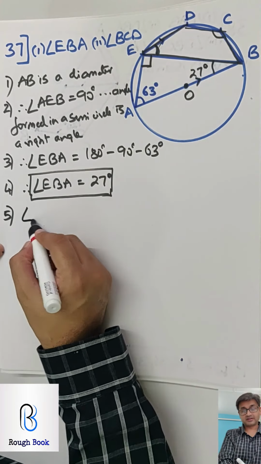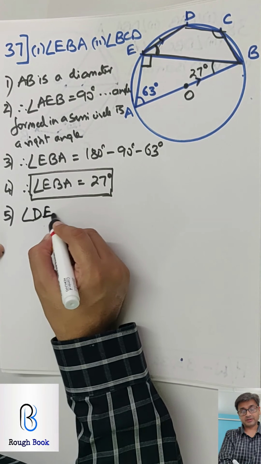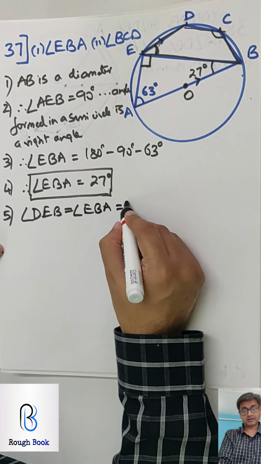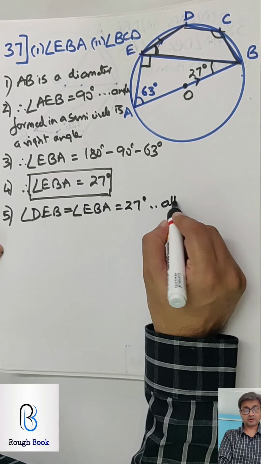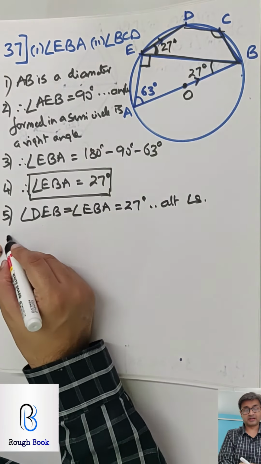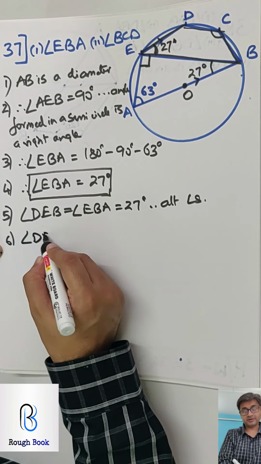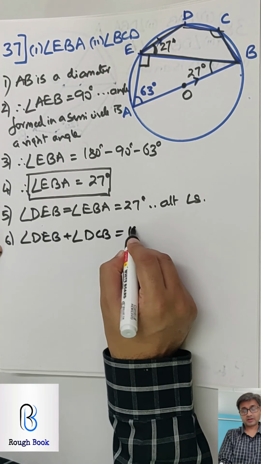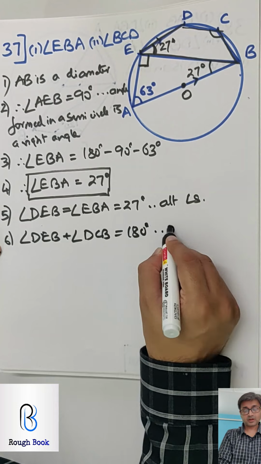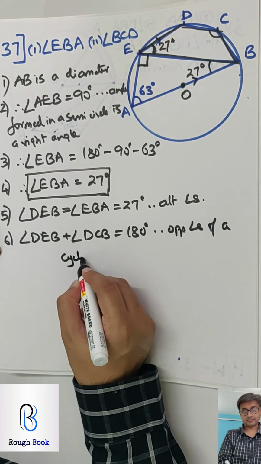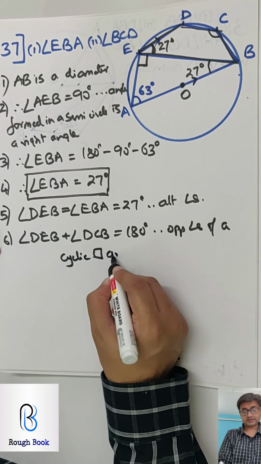Now alternate angles. So angle DEB is equal to angle EBA is equal to 27. Alternate angles. So this has become 27. Now opposite angles. So angle DEB plus angle DCB equals 180. Opposite angles of a cyclic quadrilateral are supplementary.